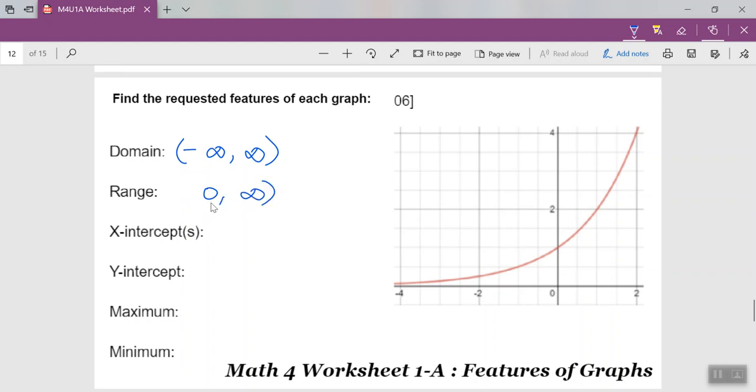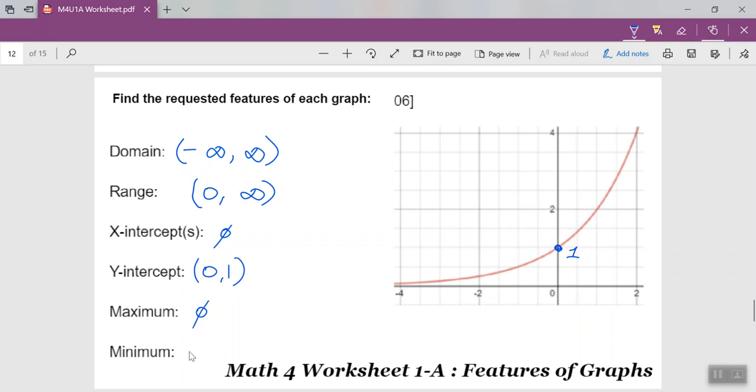Now, does 0 get a bracket or a parenthesis? Remember, it approaches 0, but it never touches it. So it gets a parenthesis. That also is going to mean that there are no x-intercepts. There is one y-intercept. There's not a maximum because it goes up forever.